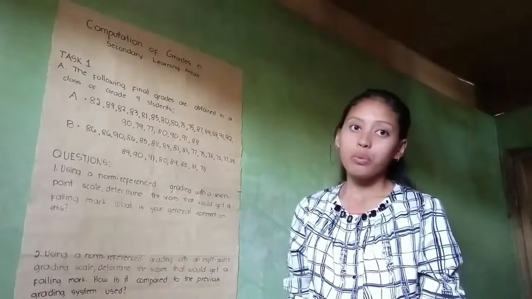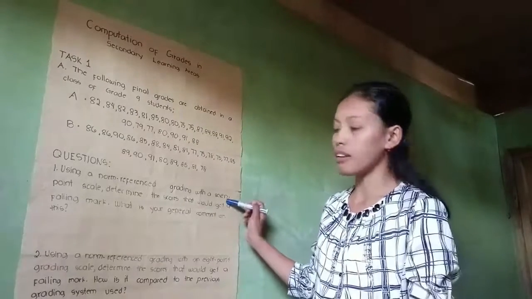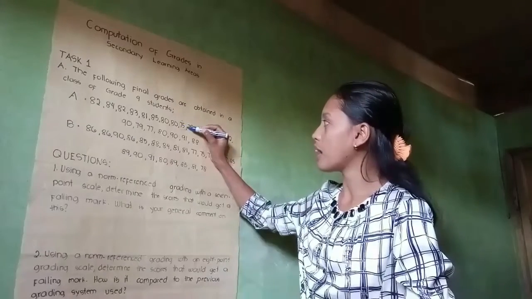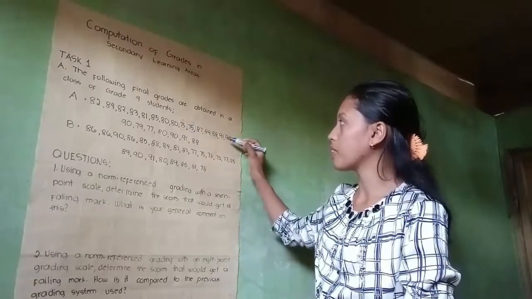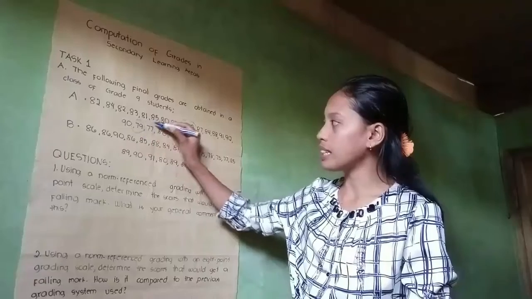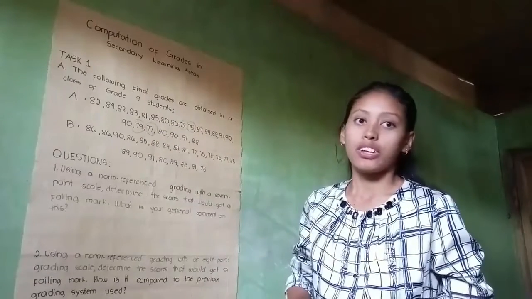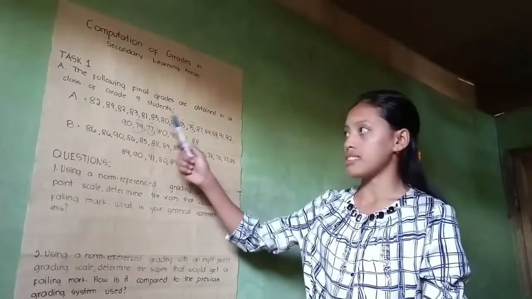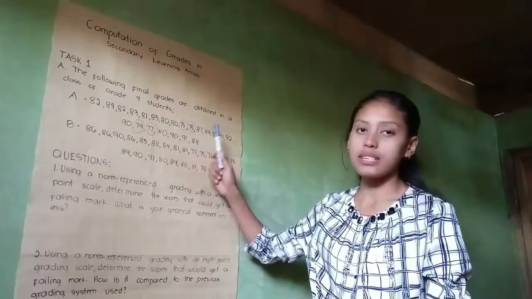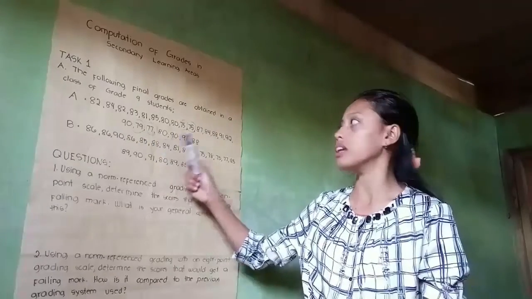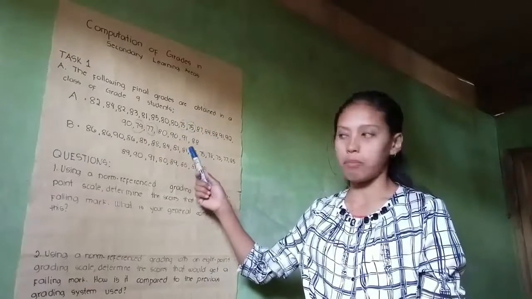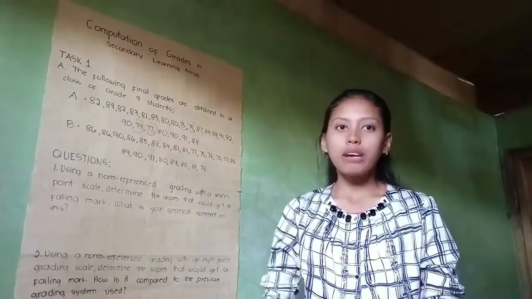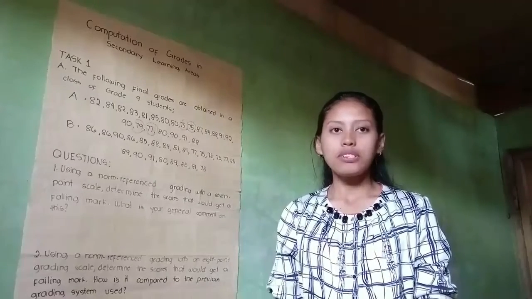So, first, we will identify the 7-point scale in set A. These are the 75, 75, 79, and 77. The lowest of the four is 75. So, for me, the failing mark is 75. 75 would get an 80%.